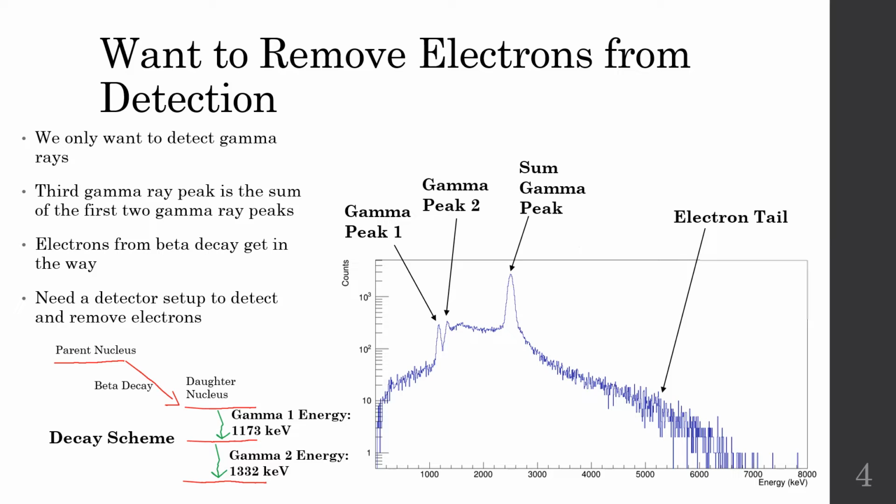a lot higher counts. Then also included here is the decay scheme in the bottom left that shows the energy of the emitted gamma rays corresponding to the first and second gamma ray peaks. And then of course the energy at the summation gamma peak is just the sum of these two energies. So the main goal of this project is to be able to experimentally remove electron energy from the output spectrum such that only gamma ray energies remain. And to test this, new detector setups were implemented using simulations.